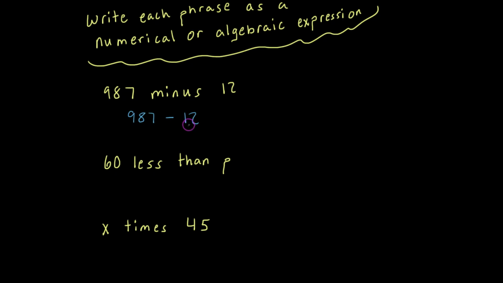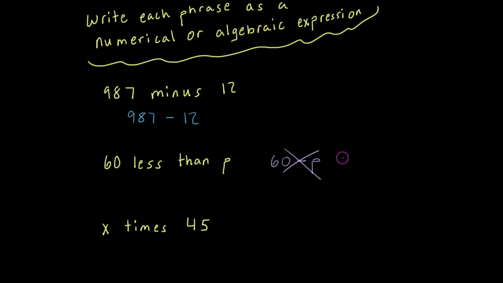Let's move down to the next one, 60 less than p. This one's a tricky one and I'm going to get a new color for it. A lot of people are going to see 60, then they're going to think subtraction with less than, and then they're going to subtract p from it. Be careful when writing this expression. 60 minus p is not correct, so we're going to cross that off.